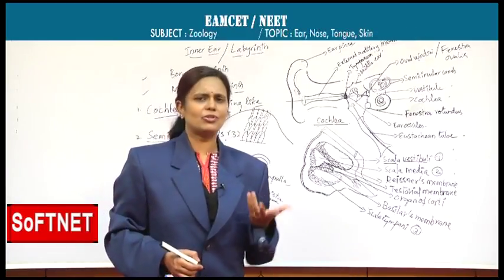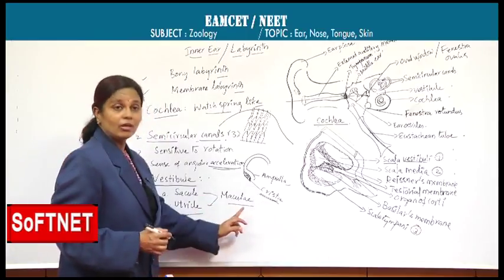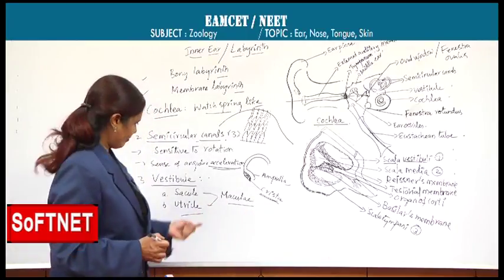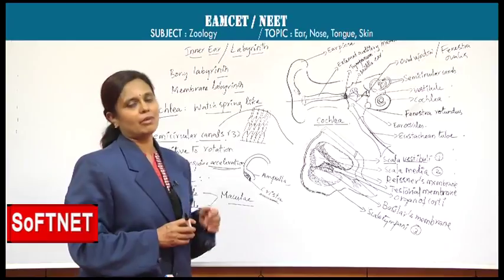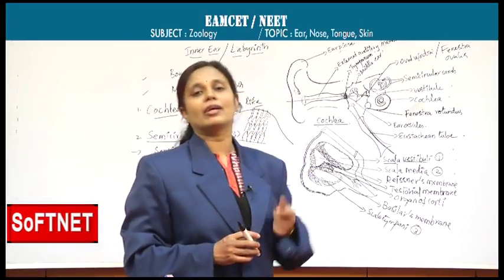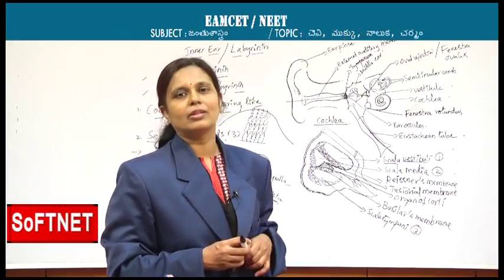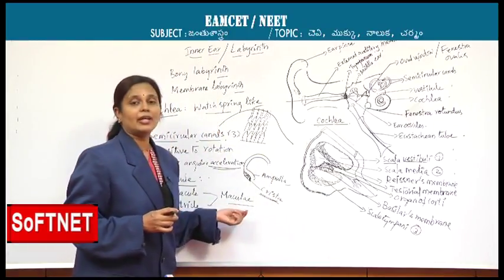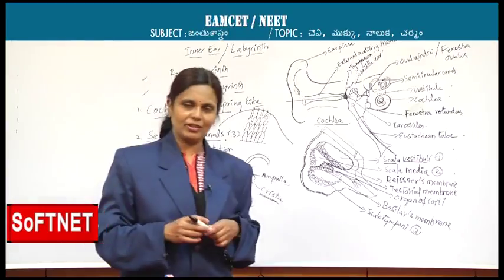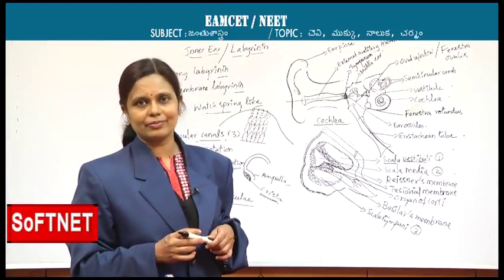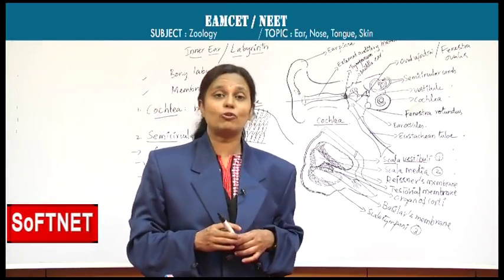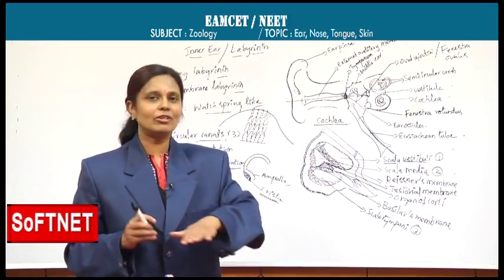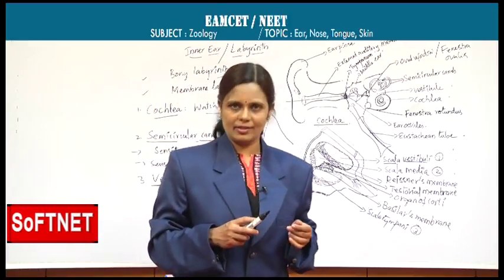Each one has its own sensory ridge. So, maculae, plural. Now, what is the function of these maculae? Maculae are sensitive to gravitation. They are sensitive to gravitation and they provide a sense of linear acceleration. Linear acceleration means it could be either vertical acceleration or horizontal acceleration.